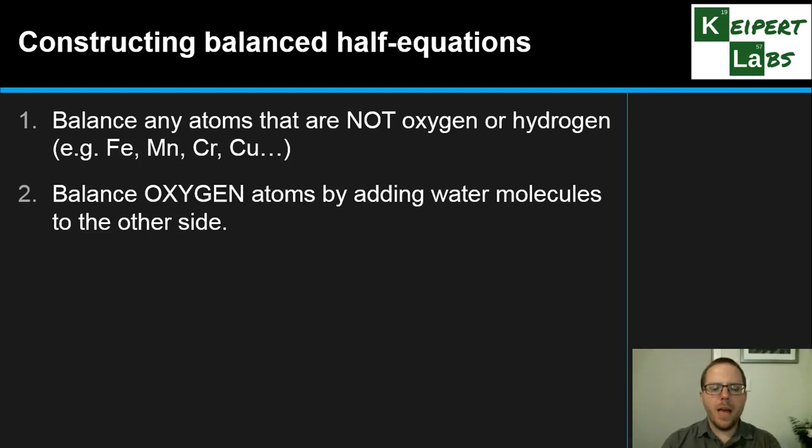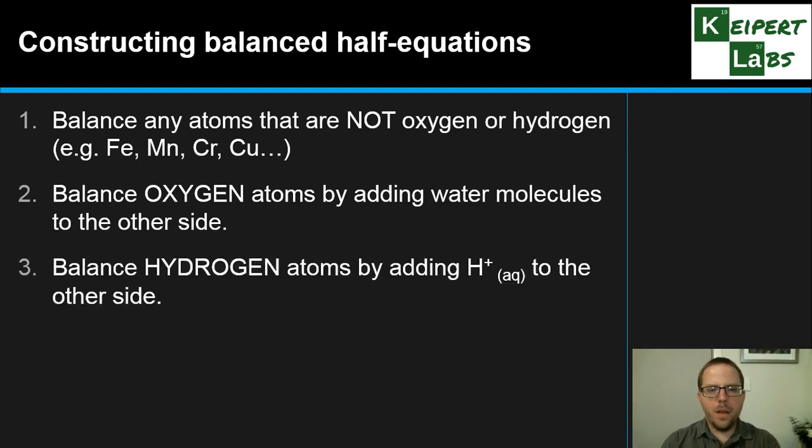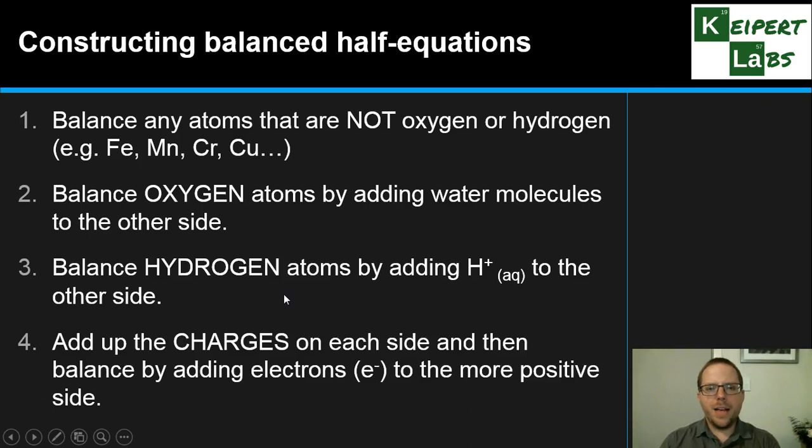Next, we balance the presence of oxygen atoms by adding water molecules to the other side of the equation. 1 water molecule for every 1 oxygen on the opposite side. And then we'll need to balance any hydrogen atoms by adding H+ ions to the other side. 2 of them for every water molecule that we have added to adjust for oxygen in step 2. And then the last step that we're doing here is adding up the charges on each side. So what is the magnitude of the charge on the left-hand side and the right-hand side of the equation, and then balance that by adding electrons to the more positive side.